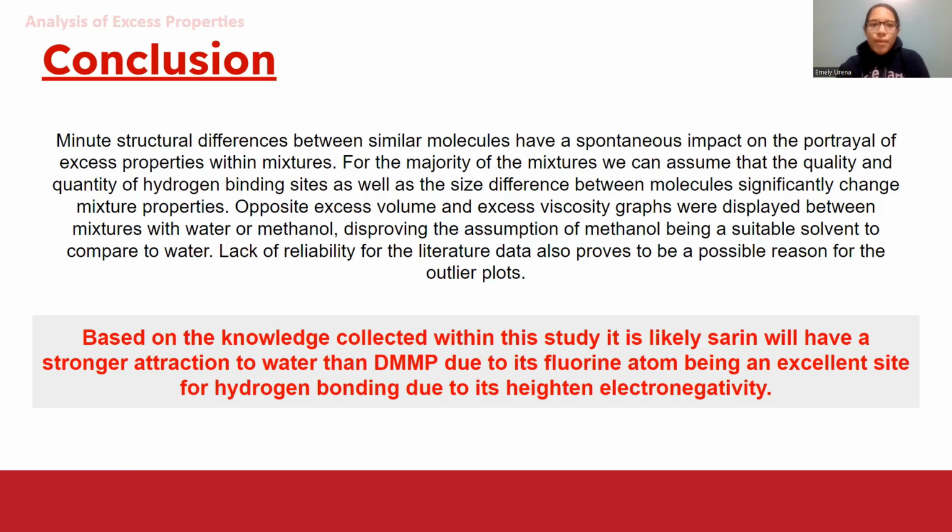structure. Based on the knowledge collected, since the DMMP water mixture's excess properties depicted a strong attraction between water and DMMP, sarin is likely to show similar results, especially since its fluorine atom has a high electronegativity and therefore is an excellent hydrogen bonding site for water.